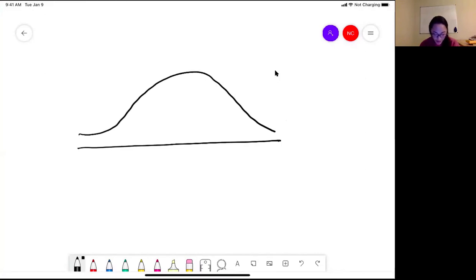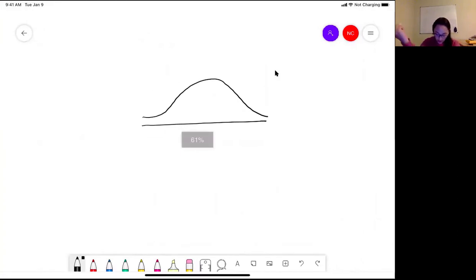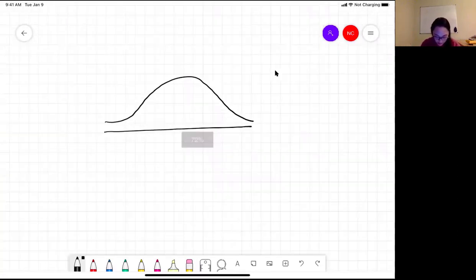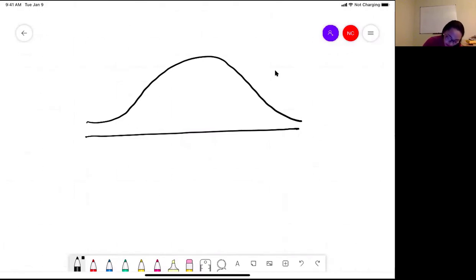Okay. So we have this distribution. Let's say that our mean exists here, which we'll just say is 0 for the purposes of creating this. And then we'll say we have +1, +2, +3 standard deviations, and -1, -2, -3 standard deviations.